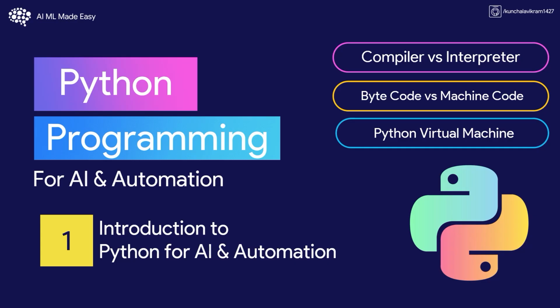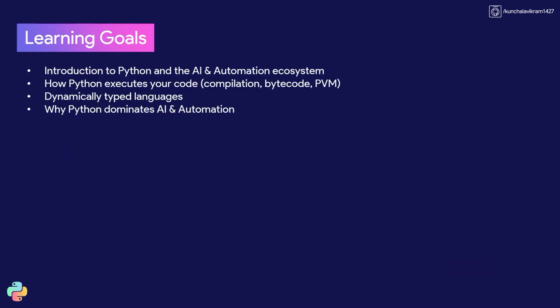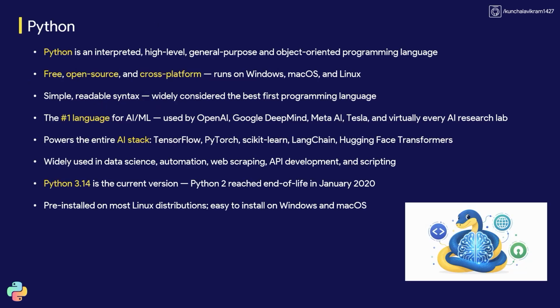In this chapter, we are going to cover the fundamentals of Python. This will be a little theoretical but essential to understand all the internals of Python programming. First, we'll get a proper understanding of Python and where it fits in the AI and automation ecosystem. Then we'll understand how Python executes your code, the compilation step, the bytecode, and what is the Python virtual machine. We'll also look at what it means for Python to be a dynamically typed language, and finally we'll see why Python has become the go-to choice for AI and automation work.